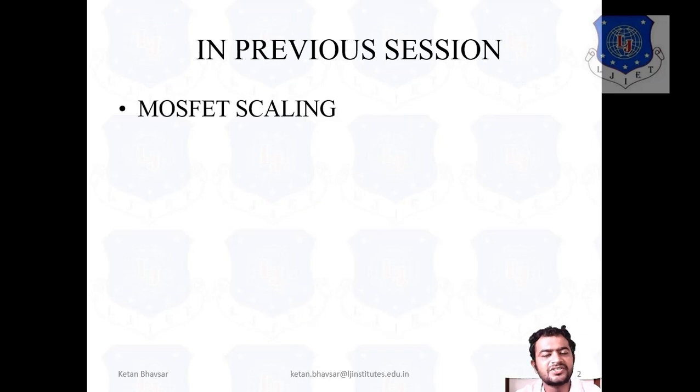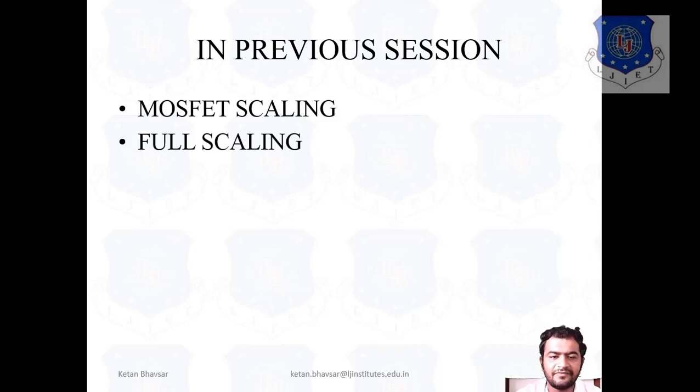Now, in the previous session we discussed MOSFET scaling and the types of scaling. As you already know from our last lecture, there are two types of scaling: full scaling and constant voltage scaling. In full scaling, we are talking about constant field scaling, and in constant voltage scaling we are talking about the voltage parameter. In the previous session we discussed full scaling and its effect on drain current in the linear and saturation regions, and on power density and power dissipation calculation.